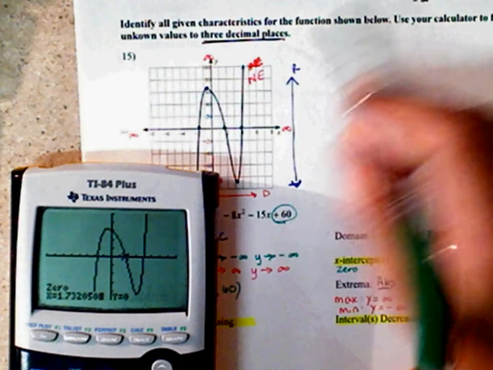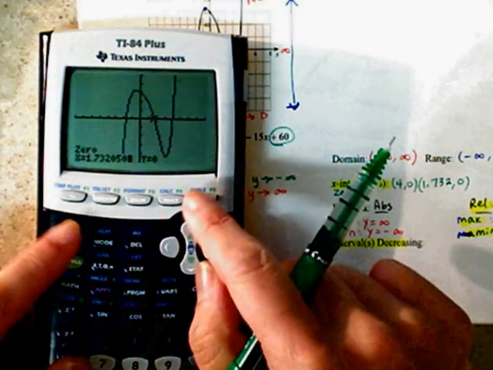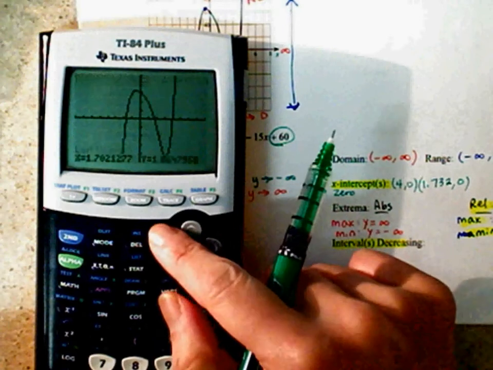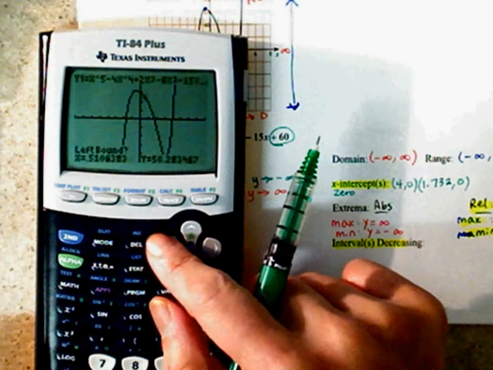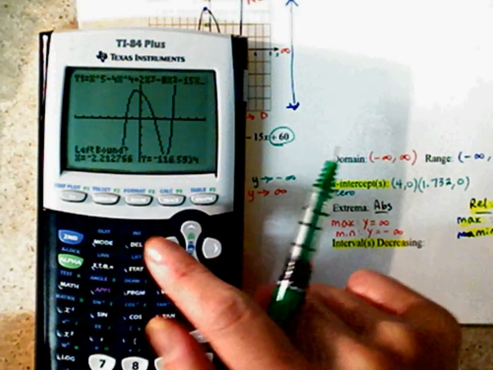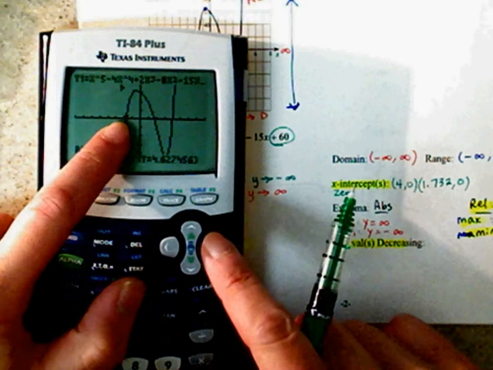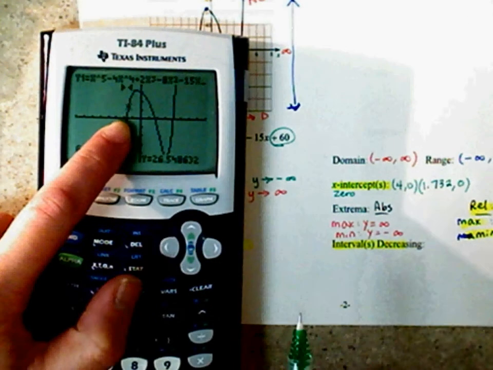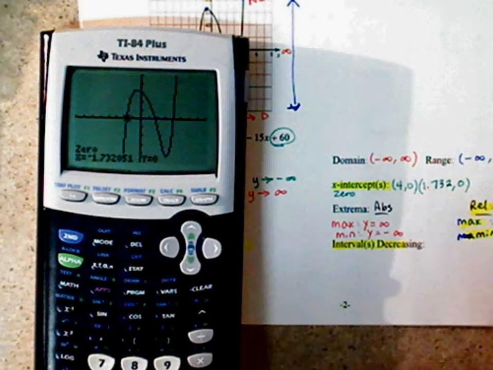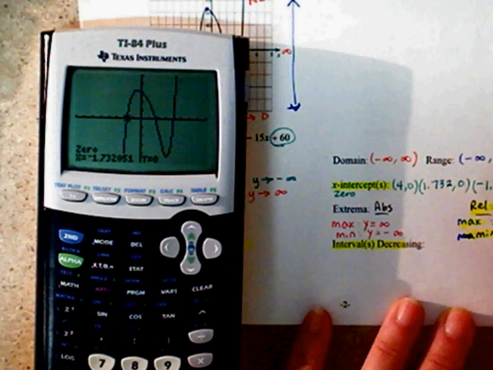All right, now I want to find this one also. Do the same thing, 0. Use your left and right arrow button, please, not the up and down, because you're moving along the x-axis, okay? To the left of it, enter. I'm looking for that point. To the right of that point, enter. Guess, and what's that point? Negative 1.732, comma, 0. And there you have your x-intercept, okay?